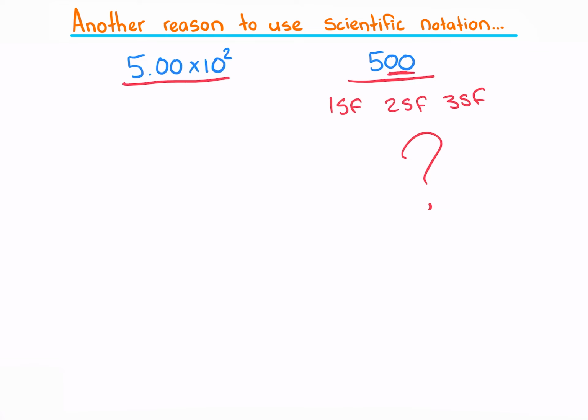With our 5.00 times 10 to the 2, on the other hand, we make it clear that the zeros are significant because otherwise we wouldn't write them. If it was one significant figure, we'd just write 5 times 10 to the 2. If it was two significant figures, we'd write 5.0 times 10 to the 2. And if it was three significant figures, we'd write 5.00 times 10 to the 2.